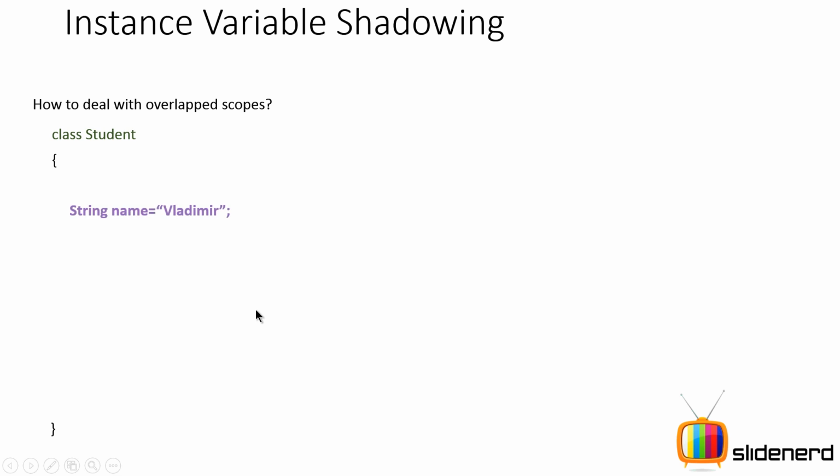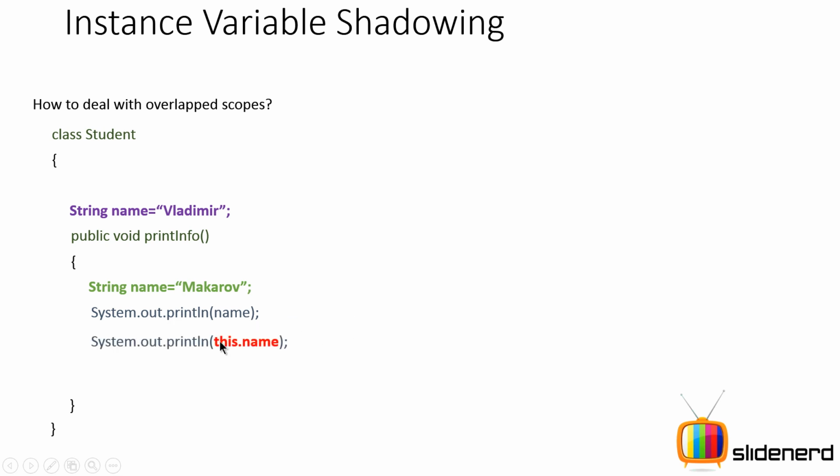For the same example, where class Student has name Vladimir and the name is Makarov inside and outside, I have System.out.println(name) over here. This time I use a special keyword called this. I have talked about this in my previous video. If you guys haven't seen it, please check the links in the description text below. This keyword represents the value of the current object with which this method printInfo is working. In other words, if there was an object O and you called printInfo on O by saying O.printInfo, this keyword will be equal to O at the current moment.